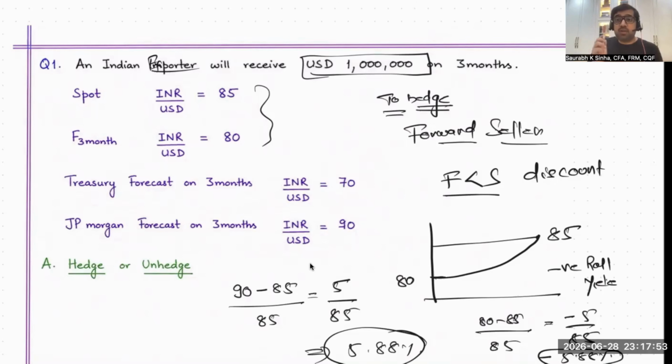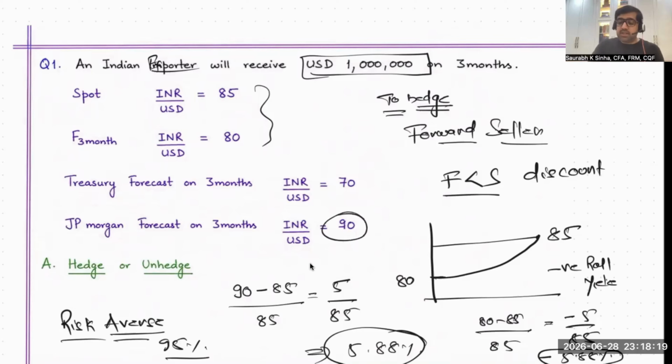However, if you're a risk averse person, 95% of the chance you will hedge because this is only a forecast. What if JP Morgan's forecast does not get validated in the future? Say in the future, it came to 65. What will you do? Nobody is going to protect you because you haven't hedged your position.